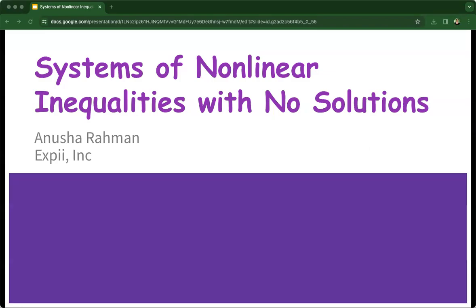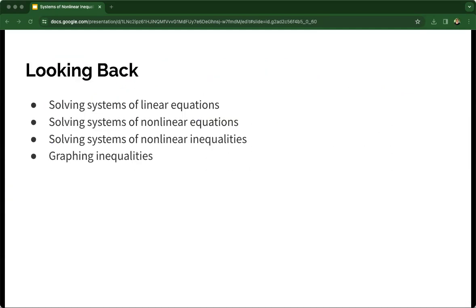In this lesson, we will be talking about systems of nonlinear inequalities with no solution. So previously, we have learned about how to solve quite a few different types of linear, nonlinear equations and inequalities. You probably remember starting with two linear equations with x and y, and then moving on to three. We then transitioned to nonlinear equations and nonlinear inequalities. Now we will be tackling systems of nonlinear inequalities, specifically ones that don't have solutions.